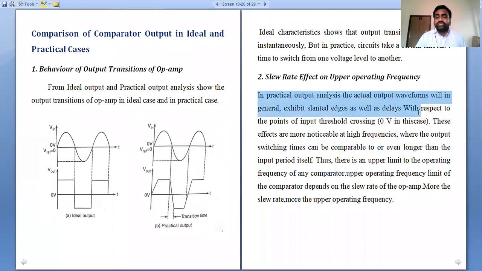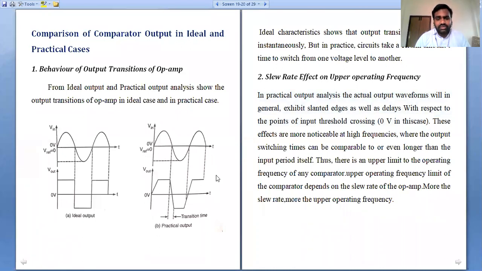the actual waveforms will exhibit a particular transition drift here. This transition time is called a transition drift. Transition drift in the output voltage happens in practical conditions when operating at high frequencies. Okay, this is quite noticeable.